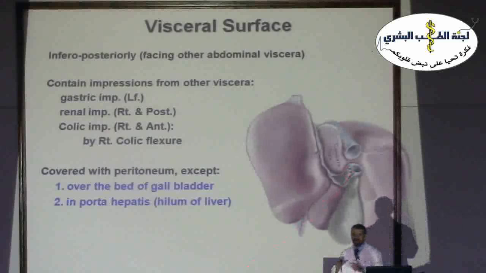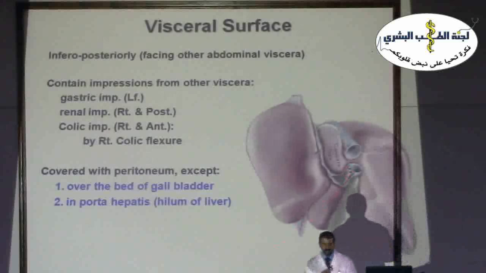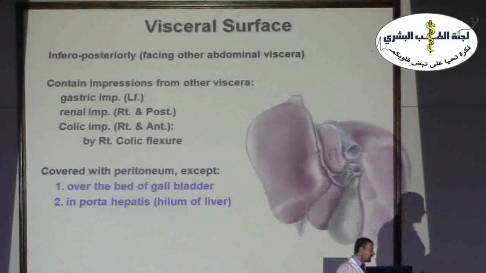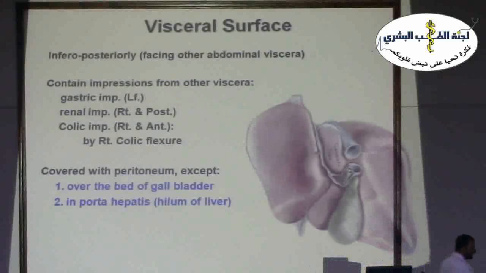So this area must not contain peritoneal covering. So it's devoid of peritoneum. So two areas without peritoneum in the visceral surface of the liver: the bed where the gallbladder is resting and the porta hepatis or hilum of the liver. By this, I have three areas devoid of peritoneum on the liver. One on the diaphragmatic surface superiorly, the bare area, and two on the visceral surface, gallbladder bed and porta hepatis.